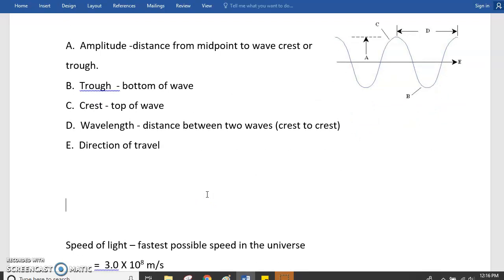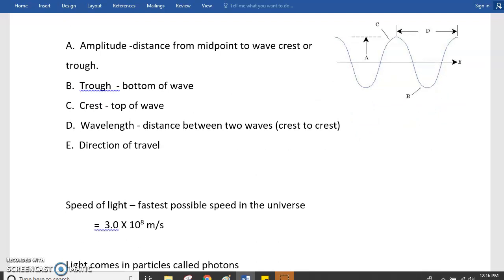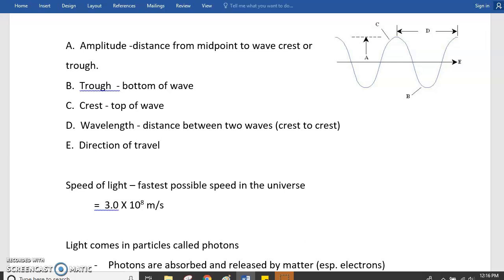The notes today are very short. The speed of light. Light is the fastest thing moving in the universe: 3.0 times 10 to the 8th meters per second. This actually equals 3 with 8 zeros, so 1, 2, 3, 4, 5, 6, 7, 8, 300 million meters per second. It is super fast, the fastest thing ever.